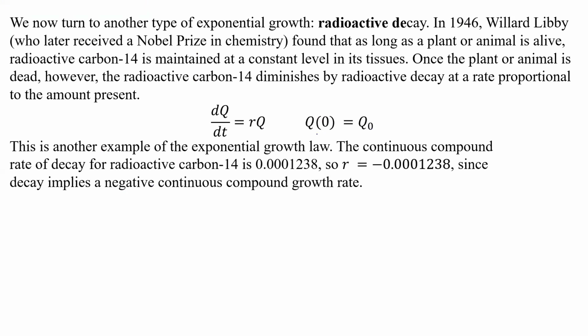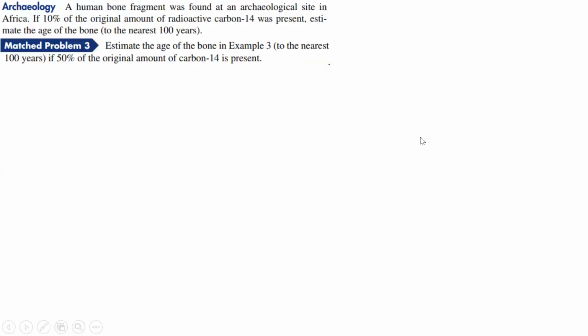Now, this is another example of the exponential growth law, but in this case, we're going to decay. So instead of increasing, we're decaying. That means r has to be negative. And they found that the rate r, in this case for radioactive decay of carbon-14, is this value. So this is the value we need to know, and with that, we can actually solve problems. That's what we're going to do in this next example.